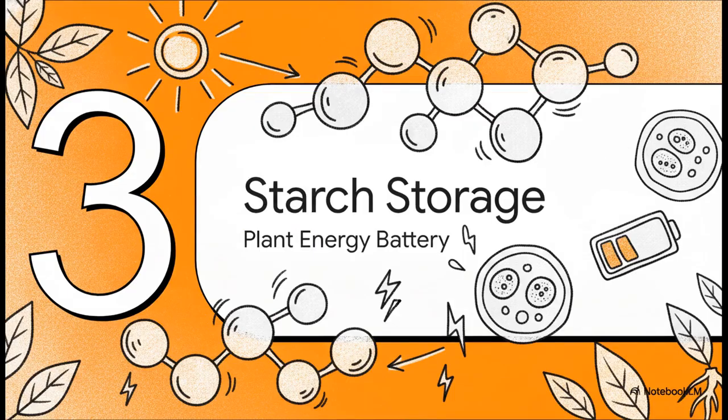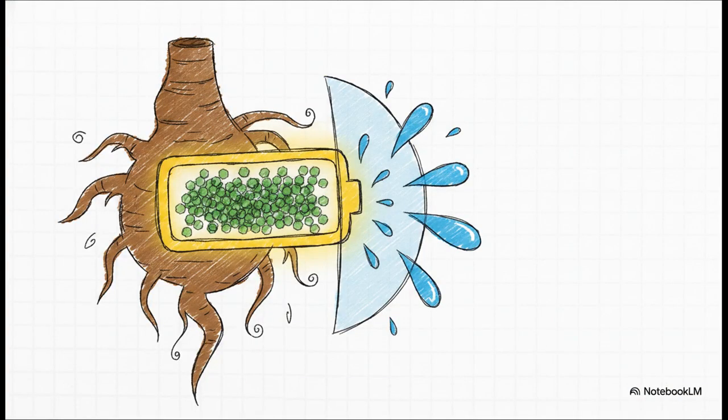All right, section 3, starch, plant energy storage. Starch is the main carbohydrate storage in plants, usually tucked away in organelles like plastids and amyloplasts. Now, what makes it the absolute perfect plant battery? Well, despite being physically huge, it's a very compact molecule. But even more importantly, it's insoluble in water.